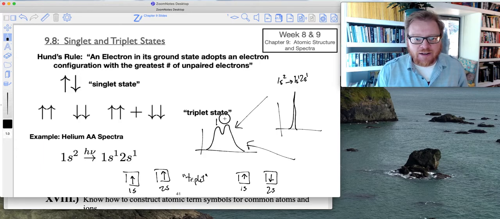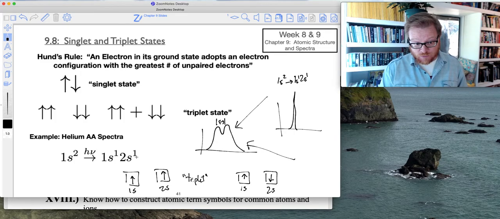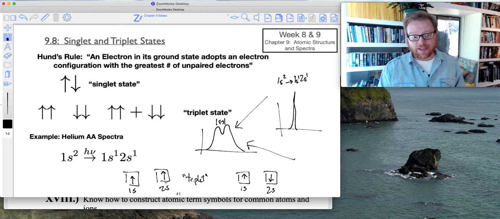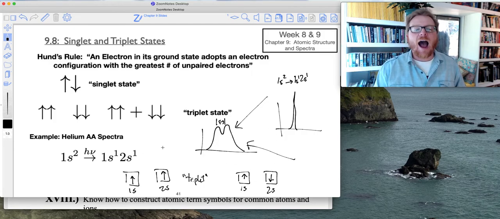And that doublet is due to the fact that this 1s1, 2s1 could be a triplet, or it could be a singlet. So we could get transitions to either of those cases. And we have to now come up with an organized way to notate which one it is. Is the 1s1, 2s1 excited state a triplet state, or is it a singlet state? How do we know, and how do we notate that?